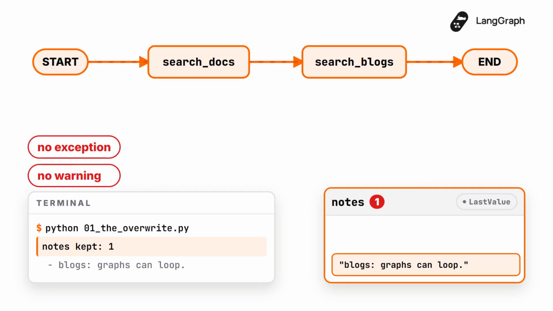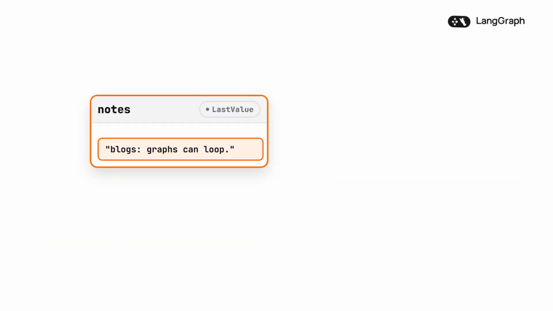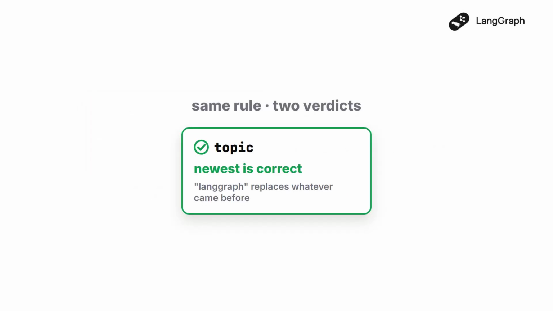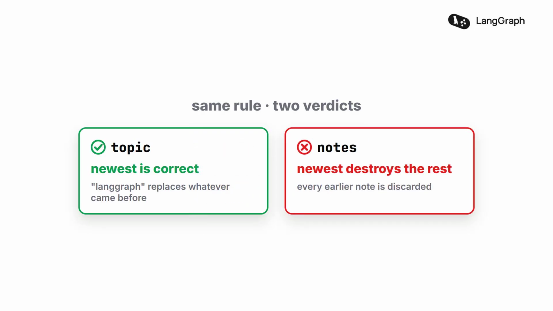Here is what happened. Both nodes wrote to the same key. When 2 writes land on one key, LangGraph has to decide what that key should hold afterwards. By default, it keeps the newest write and throws the older one away. For a topic string, that rule is exactly right. You want the newest topic. Applied to a list of notes, the same rule quietly destroys your work.